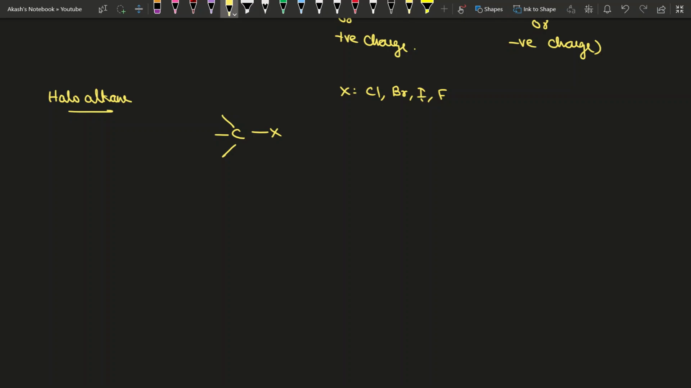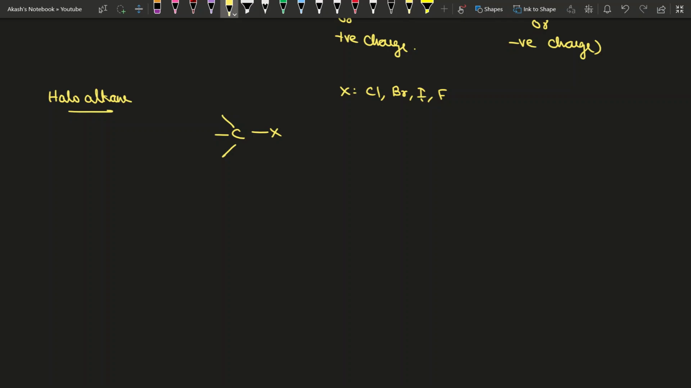Due to this electronegativity difference, the shared pair of electrons will be pulled towards the halogen, since the halogen is more electronegative than carbon. What is electronegativity? Electronegativity is the capacity to pull or withdraw the shared pair of electrons towards itself.